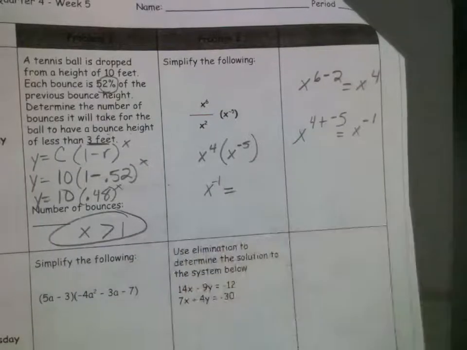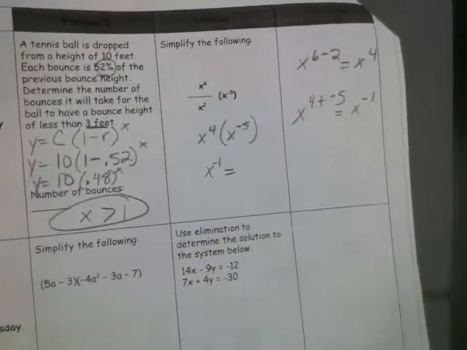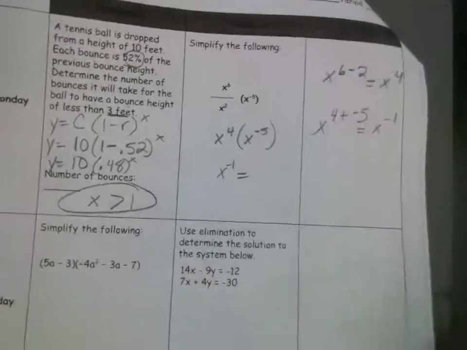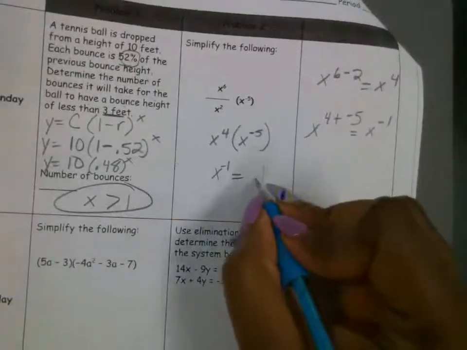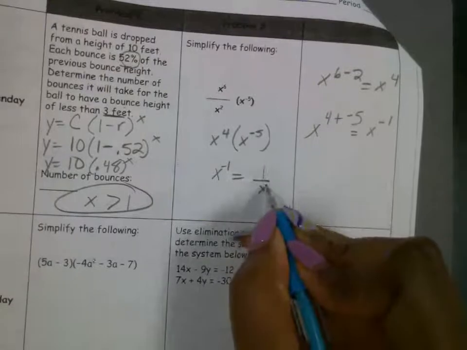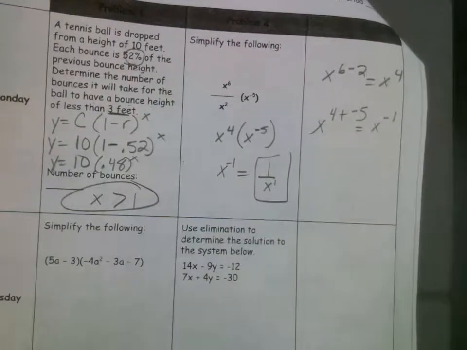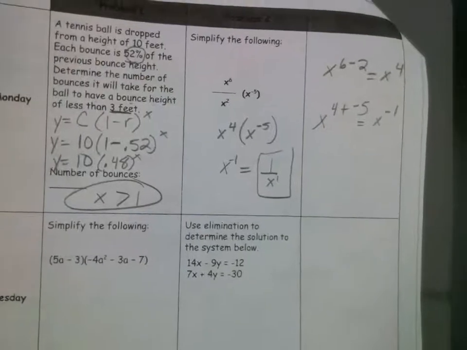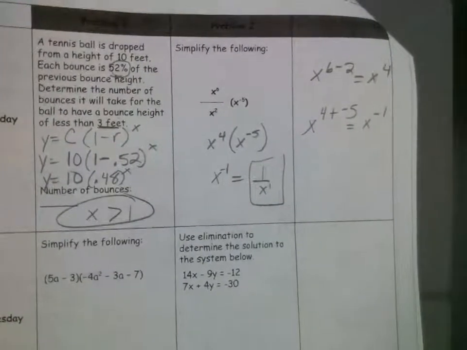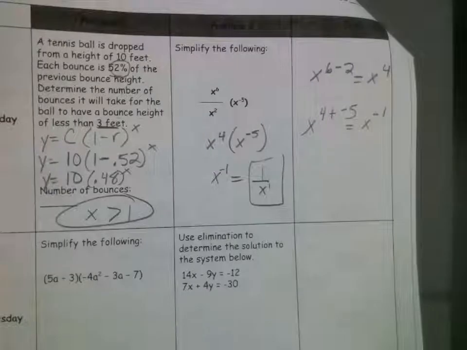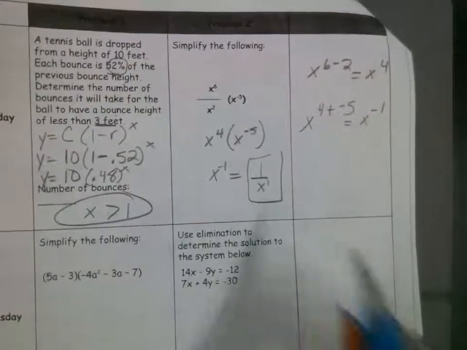How do I write this as a positive exponent? Does anybody remember? Yes. 1 over x. 1 over x. Okay. And you can put a positive 1, but you don't have to. This is your answer. Okay. To make it a positive exponent, move it down to the bottom. If it's on the bottom and it's negative, move it to the top to make it positive. Any questions about this?